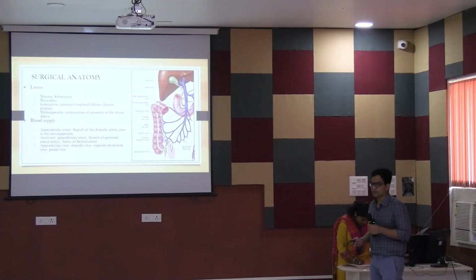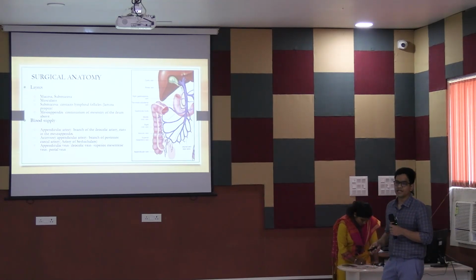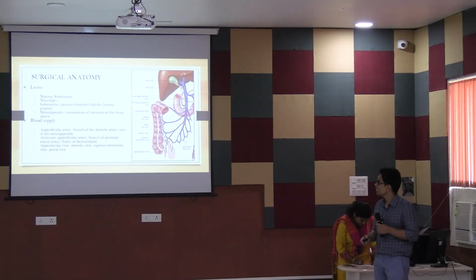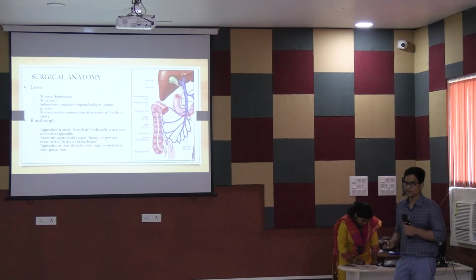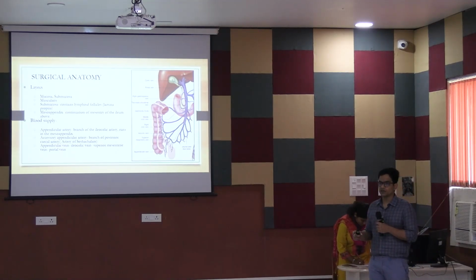Let's come to the blood supply of the appendix. The appendicular artery is a branch of the ileocolic artery. An accessory appendicular artery is also there, which is called the artery of Seshachalam. And the appendicular vein drains into the ileocolic vein, which in turn drains into the superior mesenteric vein.